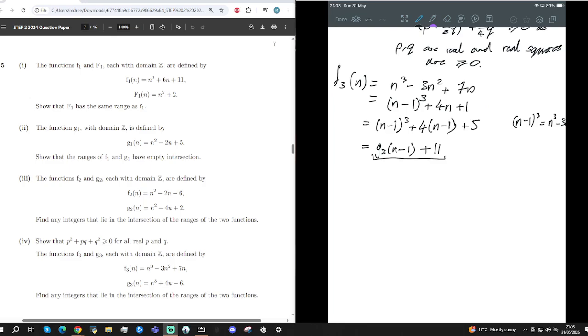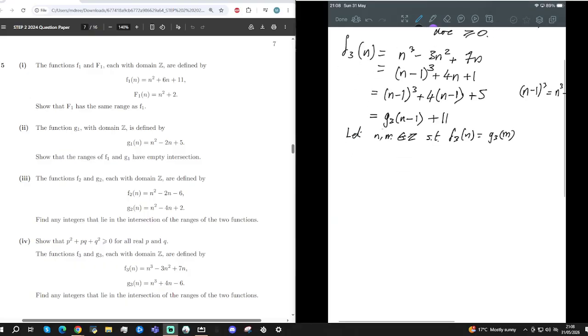But then we're choosing different letters. Again, I'm going to run with it and see. So let n and m be integers such that f3 of n is equal to g3 of m. So I'm looking for something which lies in the intersection of the images.